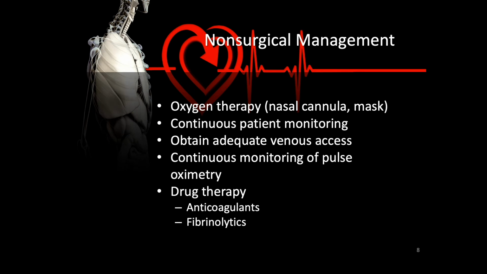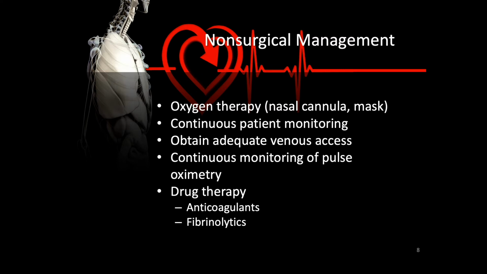Management for pulmonary embolism, of course, includes oxygen therapy by whatever means necessary. This may include anything from a nasal cannula to a ventilator. Provide for continuous patient monitoring. Make sure you have good rescue IV. Continuously monitor the pulse oximetry, and for drug therapy, the drugs to go to include anticoagulants or even fibrinolytics if the condition is advanced enough.